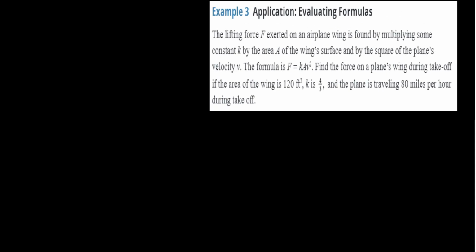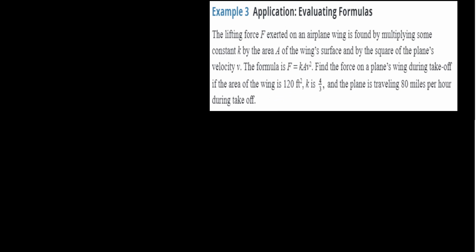Okay, so this one, let's make this a tad larger. It's a lot of small notation there. Okay, so the lifting force F exerted on an airplane wing is found by multiplying some constant k by the area A of the wing surface and by the square of the plane's velocity. So our formula is going to be F is equal to k, some constant k, times A, which is area, times V squared, which is the velocity. So we need to find the force on a plane's wing during takeoff if the area of the wing is 120 feet squared, k is 4/3, and the plane is traveling 80 miles per hour during takeoff.